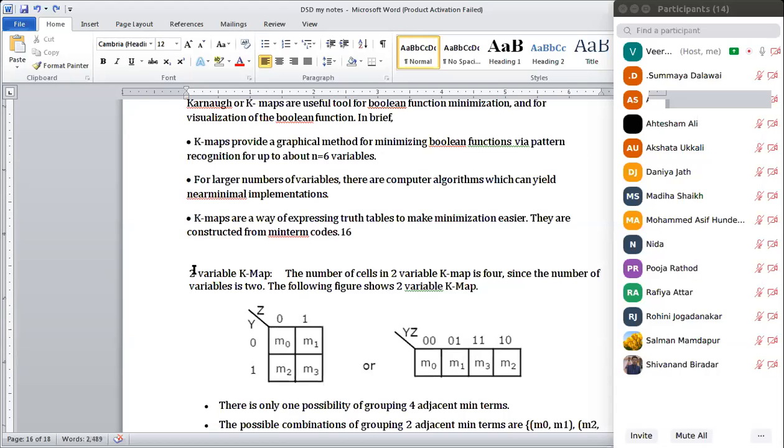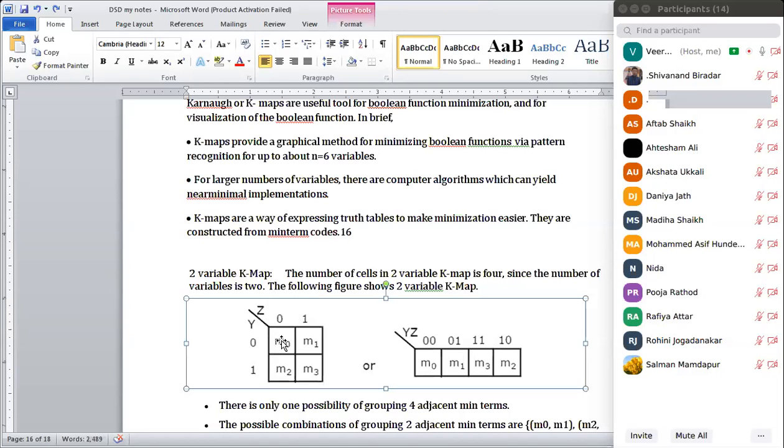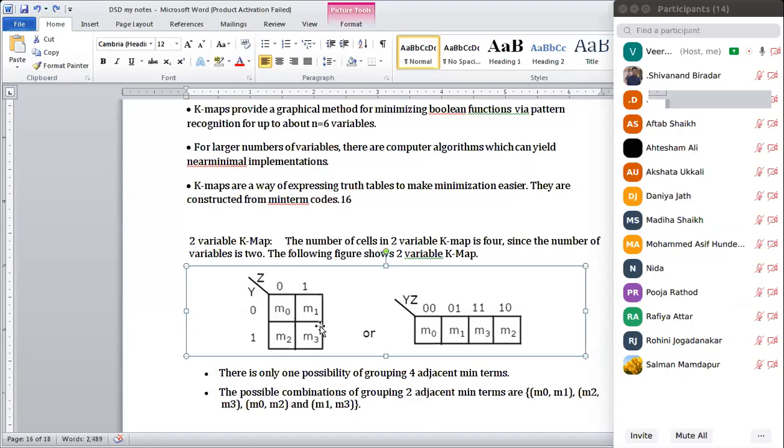Okay, so we'll see, for one variable we don't have a K-map. It is very easy to write the expression for only one variable. We will get maximum A bar or A for only one variable. If I go for 2 variables, I will have 2 variables, A and B. And how many combinations will I get? 4 combinations. Okay, how do I represent those 4 combinations in a graphical methodology for minimization purpose?